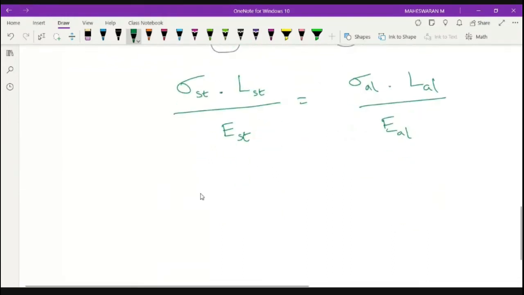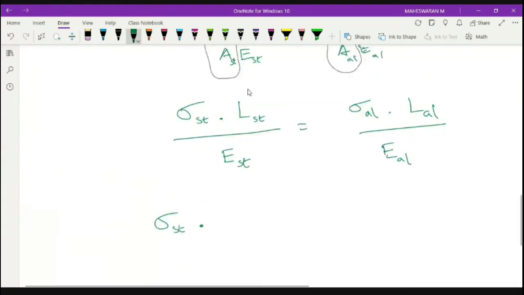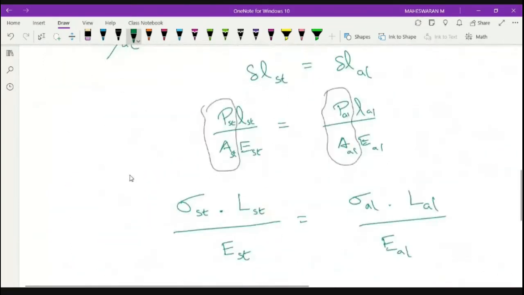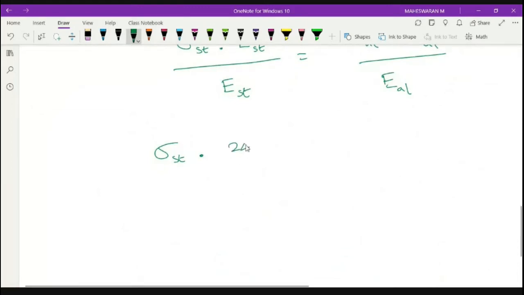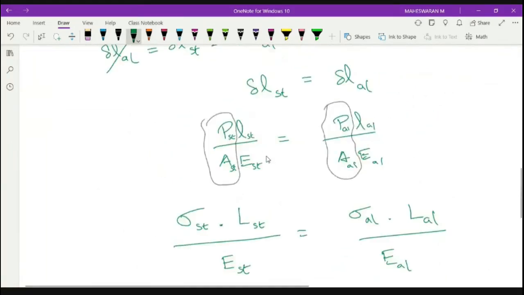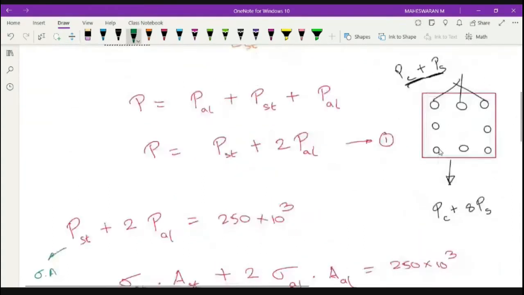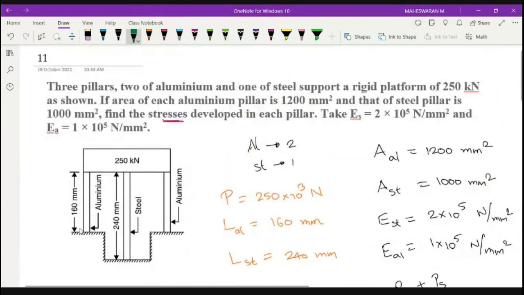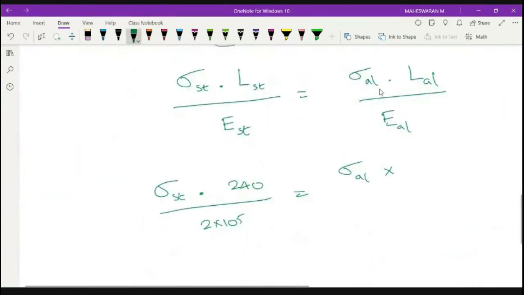Let me substitute it. Stress in steel, I don't know. Length for the steel rod is known, 240 mm. So 240 divided by Young's modulus for the steel rod, which is 2 into 10 power 5, is equal to stress in aluminum into length of aluminum, which is 160, divided by 1 into 10 power 5. This is for aluminum.